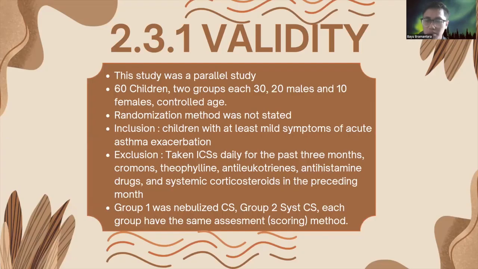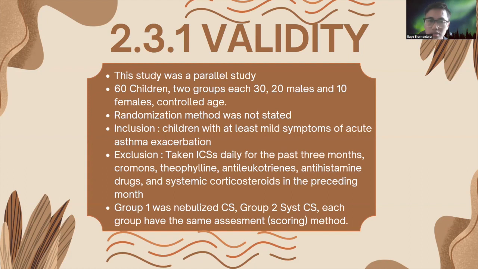My name is Gide Boy Bramantara, with the last digits of my student ID number 8047. Next, we're going to explain the quality of this study, mostly the design and method used in the study. The study was a parallel study, single blind, with 60 children. Each group has 30 children, with 20 males and 10 females, with controlled age. But when the randomization method was stated, we think this study is a quasi-experimental study.